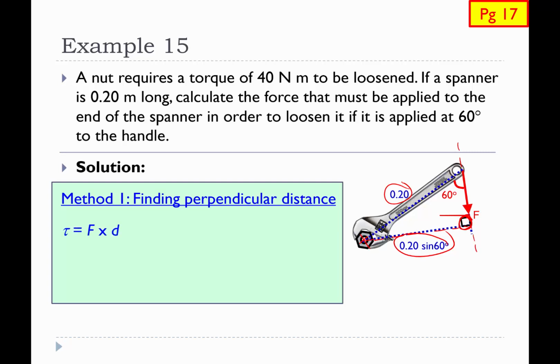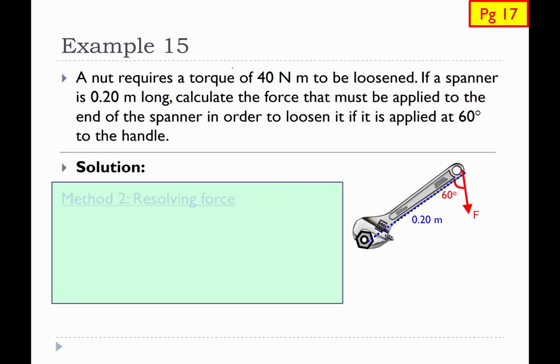So therefore the torque will simply be equal to the product of the force F and the perpendicular distance, 0.20 sine 60 degrees. Since we know that the torque required is 40, we can find that the force is actually 230 Newton. So with method 1 discussed, we also have a method 2.